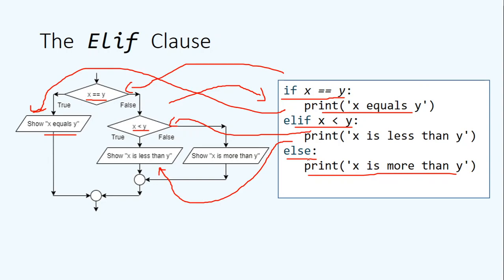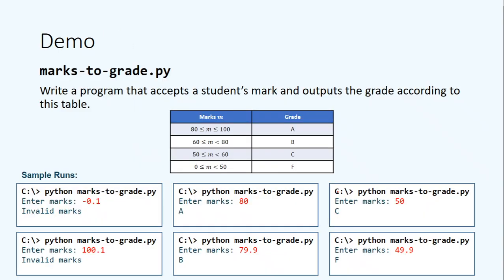Okay, right. So let us do one example on this else if clause with a program, so we can see this clearly. Here's the demo that I'm going to show you, and we're going to do this together. First of all, we're going to create a file called marks to grade.py, and the job here is to write a program that accepts a student's mark and outputs the grade according to this table.